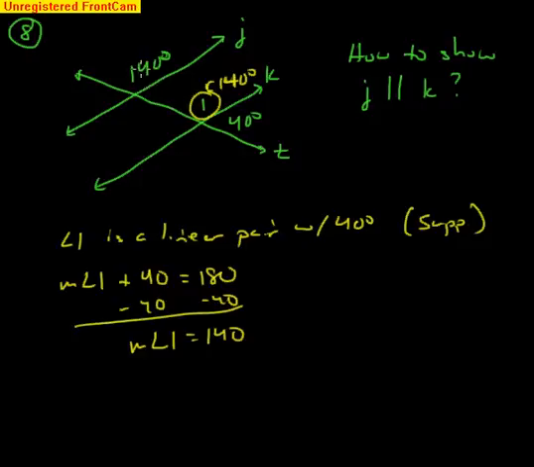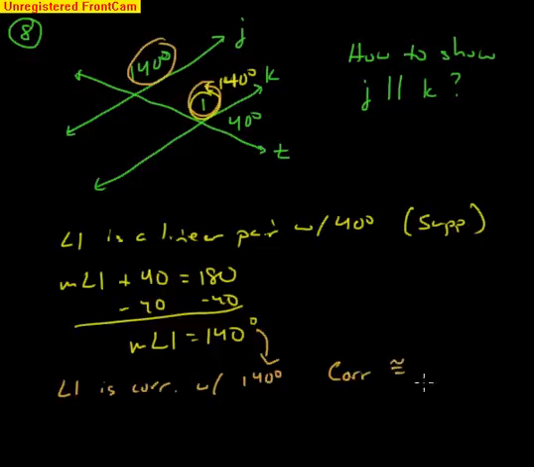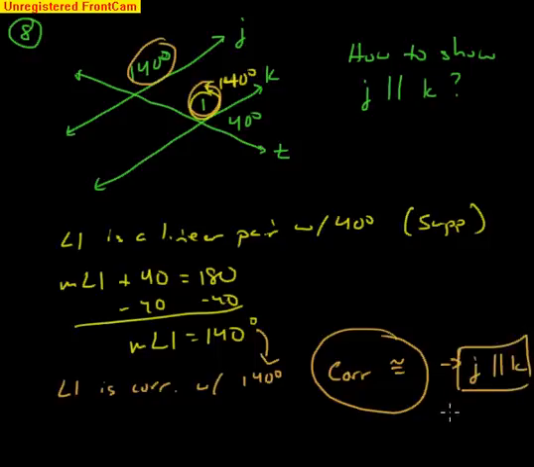So what does that mean now? Look at angle 1 and the 140 degree angle. These two angles are corresponding. Angle 1 is corresponding with the 140 degree angle, and we know that the measure of angle 1 is 140 degrees. They're congruent. Corresponding angles congruent. If corresponding angles are congruent, then you know your lines are parallel. So this means J is parallel to K. That's how you'd show that those lines are parallel.